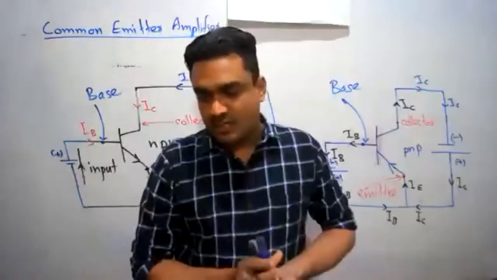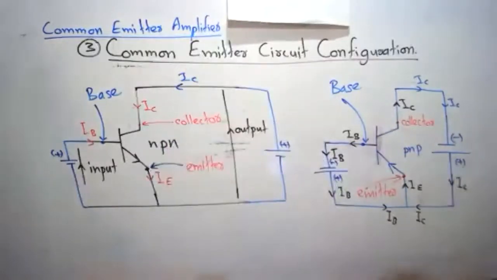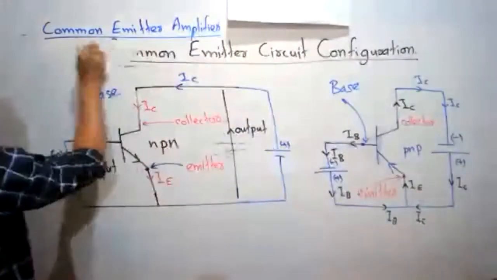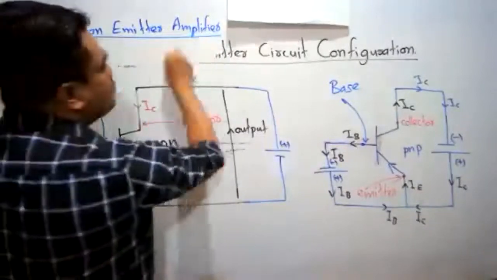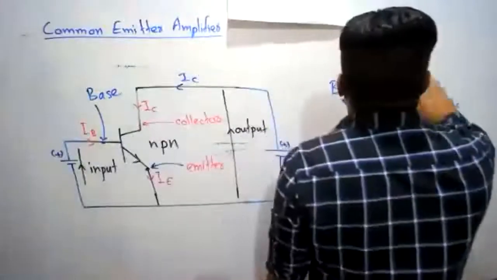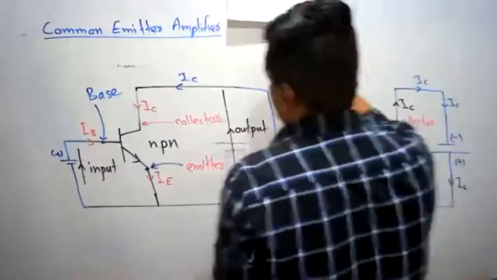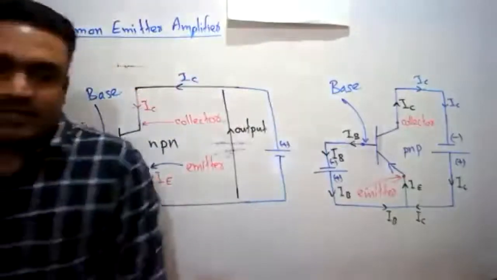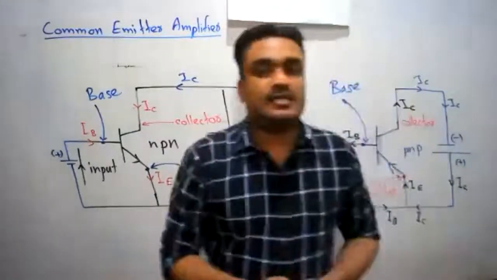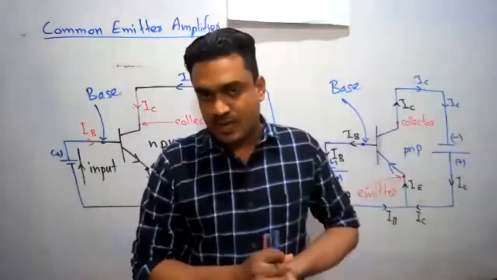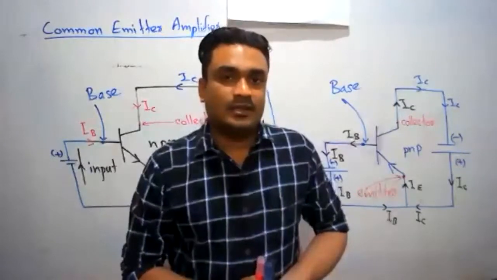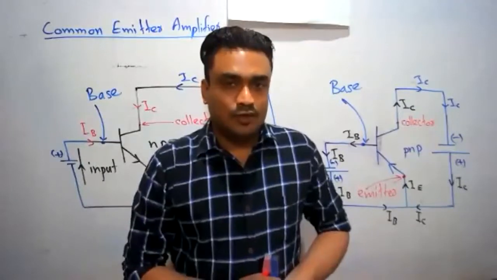Common emitter circuit configuration can be used to construct an amplifier. Full stop.